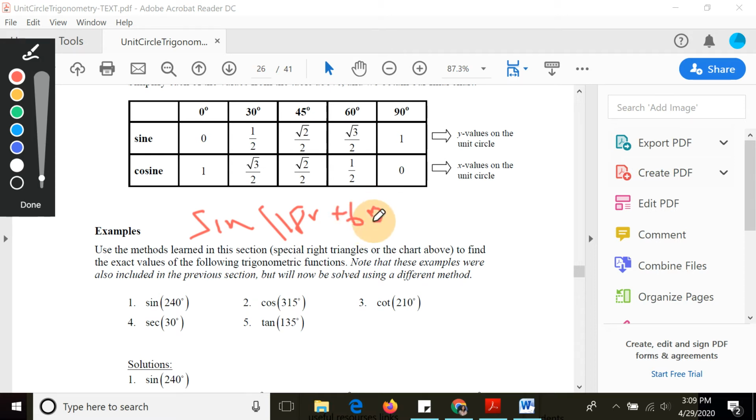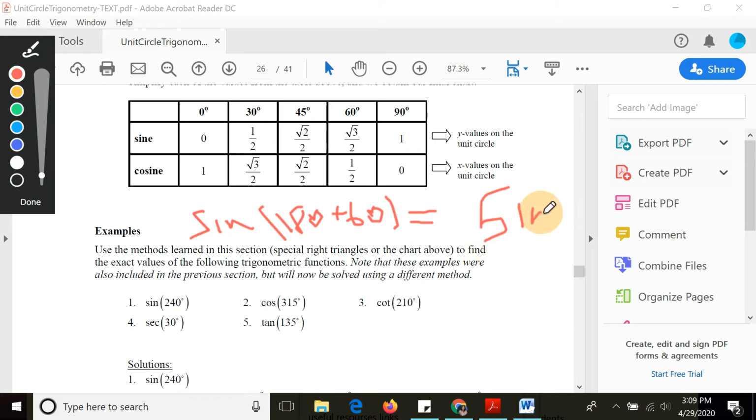So 180 plus 60. So that is your sine 240. Now you know that sine 180 means it will remain sine. First of all, I'm going to decide on whether it's sine or cos, and I don't have to decide anything because if it's an even multiple, it doesn't change. So this is sine 60.